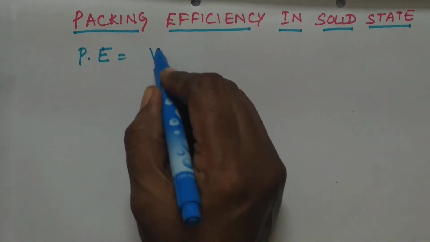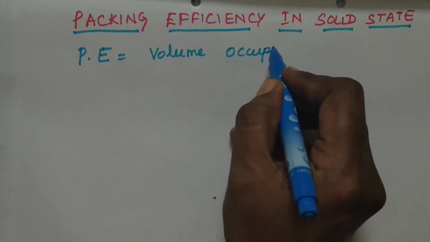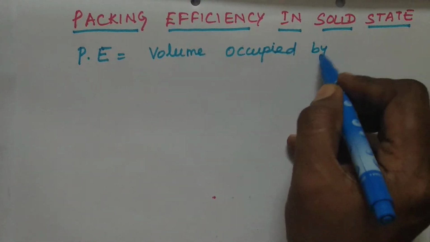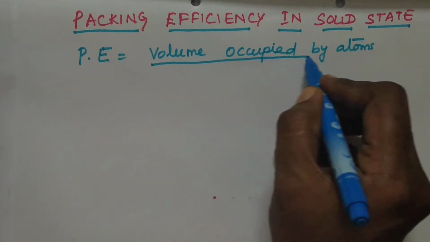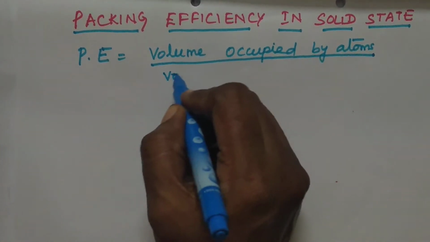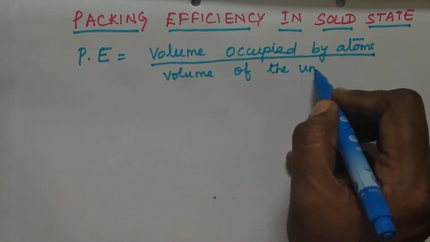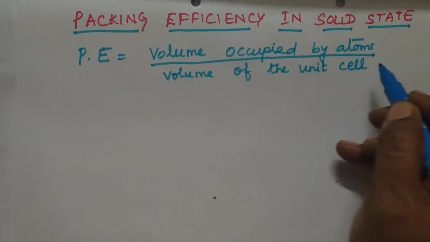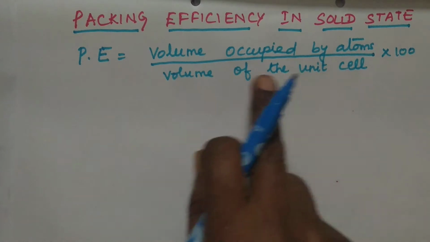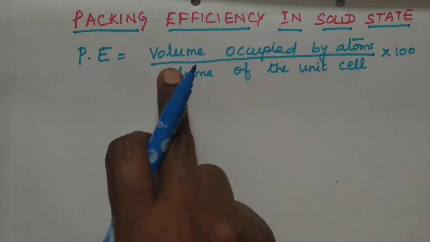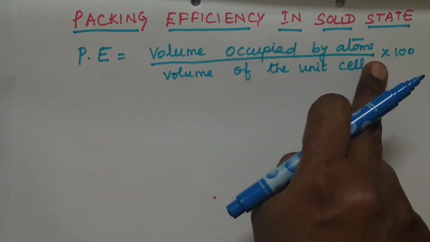PE is equal to volume occupied by atoms. It is a ratio, a fraction actually. So volume occupied by atoms by volume of the unit cell. Because for each atom, how much of the unit cell is going to be occupied by the atoms. The volume occupied by atoms we are going to see, right?